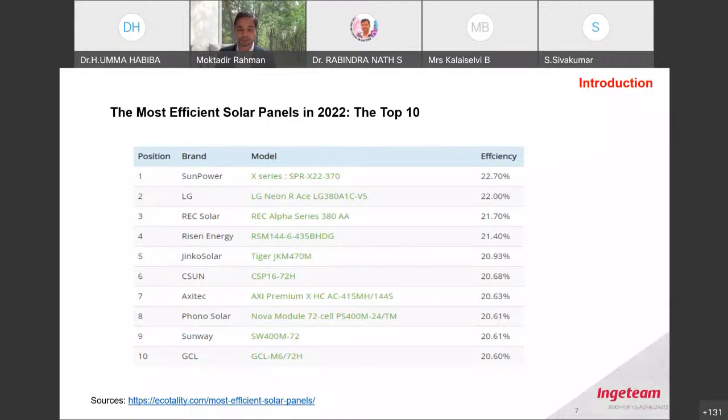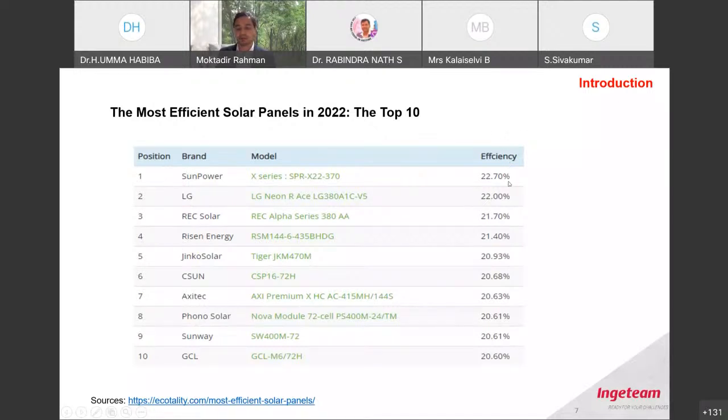And then I just wanted to highlight some new updates about solar panels globally. As you can see, there are the top 10 solar panels currently in the market. The top one is SunPower, with an efficiency of 22.70%, and LG is 22. They have almost close efficiency measurements. The top one is high priced compared to the second and third one.